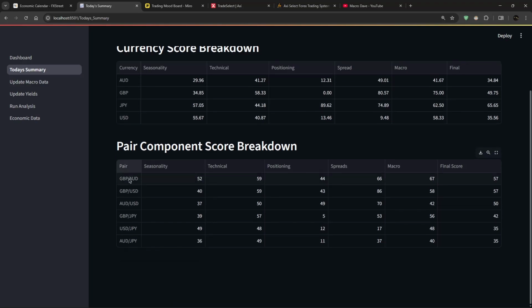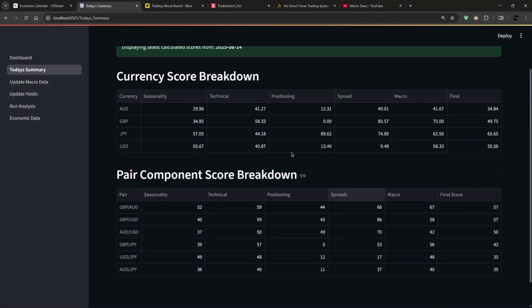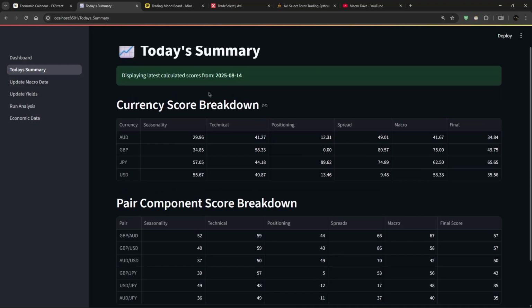And here you can see the different currency pairs. At the moment, GBP AUD is given the most bullish reading, while AUD JPY is given the most bearish reading. So that's essentially what this system does. It looks at different market factors and then aggregates them to generate a final score. Before I automated this, I was doing it manually, which was a very tedious and time consuming process. So probably about 80% of this is automated.